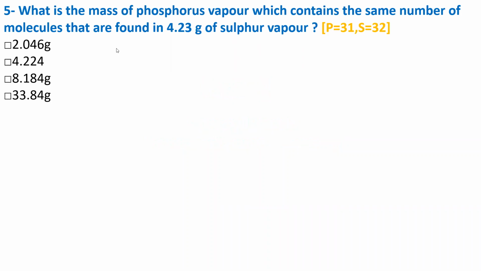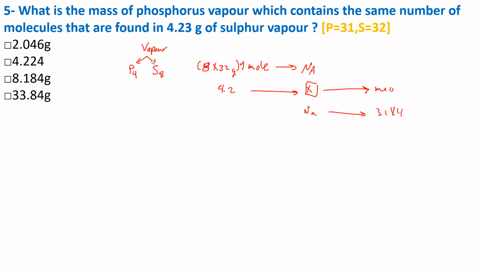Question number 5. What is the mass of phosphorus vapor which contains the same number of molecules that are found in 4.23 gram of sulfur vapor? And give me here the atomic mass of phosphorus 31, sulfur 32. As you know that vapor of phosphorus consists of four atoms, and sulfur consists of 8 atoms.